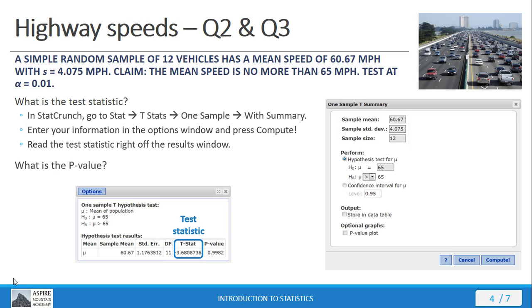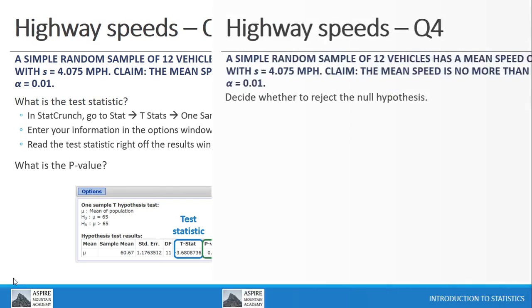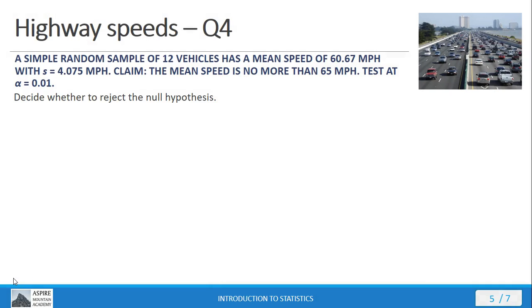If you get that right, you're going to get the p-value. So the p-value here, you can see right next door to the t-stat, it's going to be that last value there in the results window. Decide whether to reject the null hypothesis. Okay, great. You got the numbers you need. So go ahead and make your decision after you pause the video. And then once your decision's made, come back to the video. We'll see how well you did.